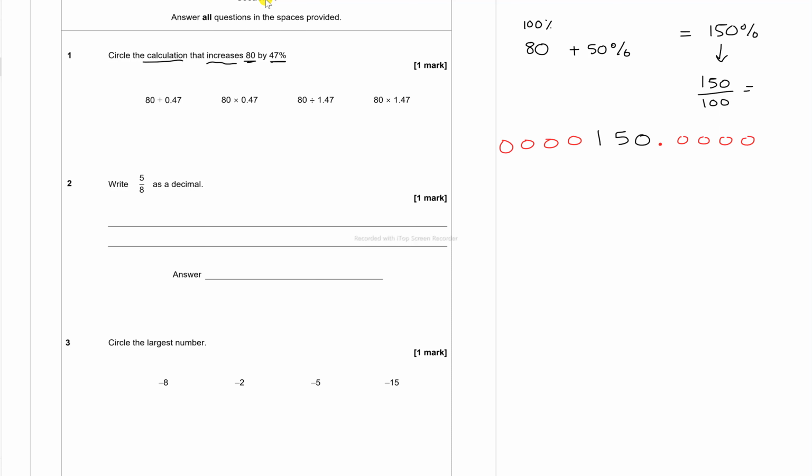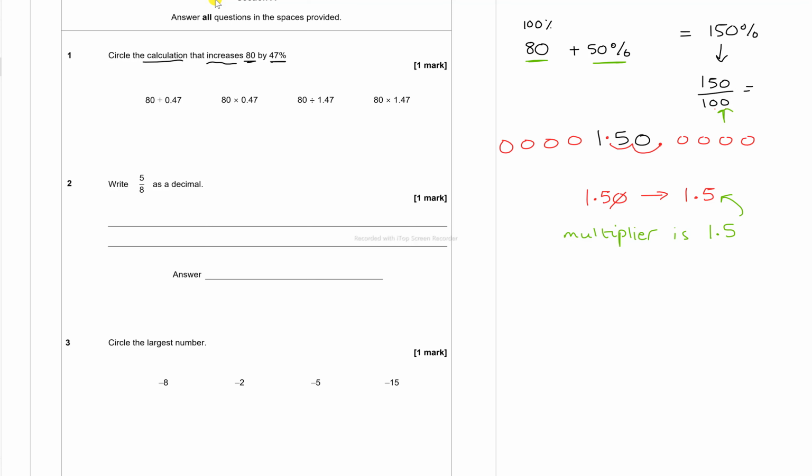Right, so I'm going to divide 150 by 100, so I move the decimal point back 2 decimal places, so I'll go 1, 2. So I've got 1.50. I don't need that 0, it's not doing anything. So I can say 1.5. Now, if I want to increase 80 by 50%, my multiplier is 1.5. That's that number. And you know how we got that from there.